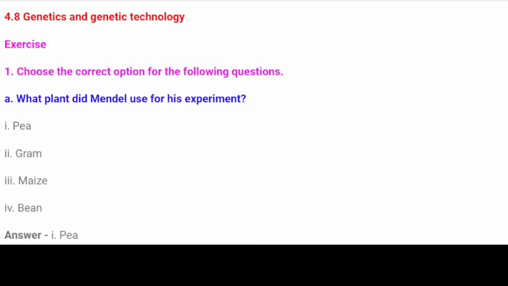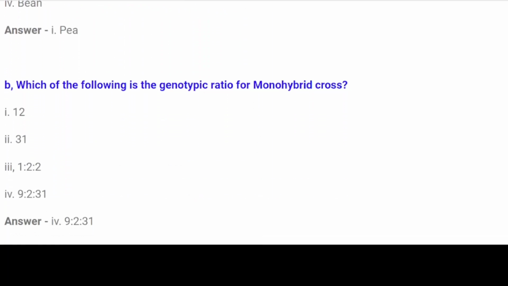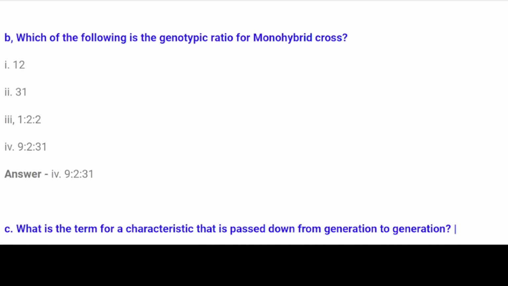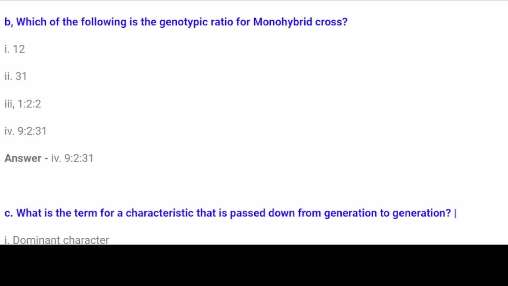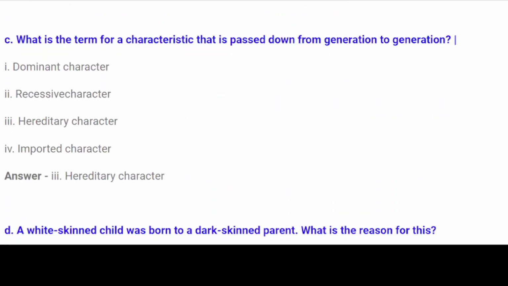B. Which of the following is the genotypic ratio for monohybrid cross? C. What is the term for a characteristic that is passed down from generation to generation? 1. Dominant character. 2. Recessive character. 3. Hereditary character. 4. Imported character. Answer: 3.